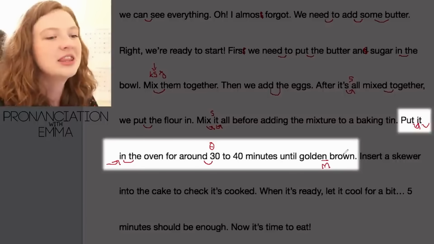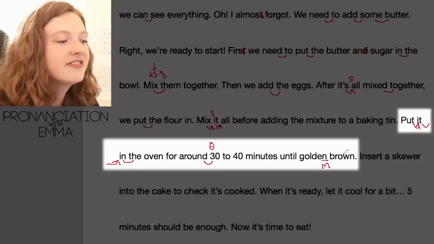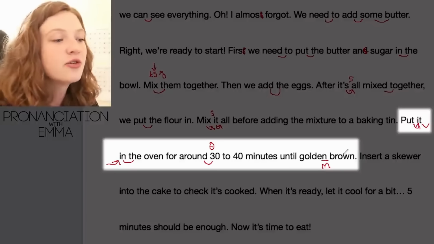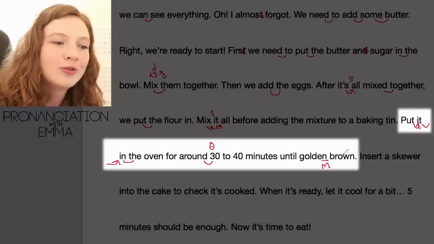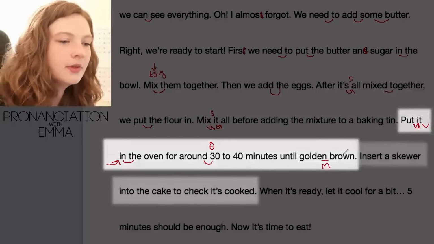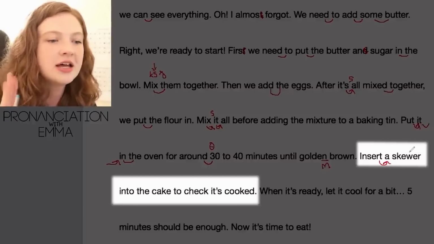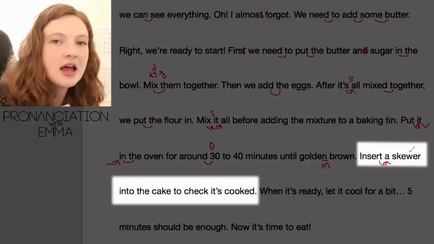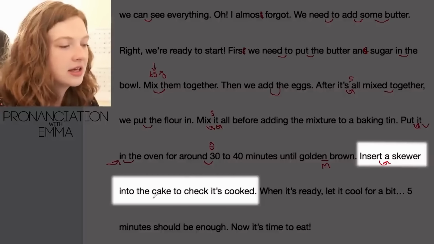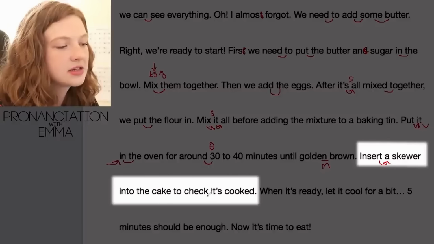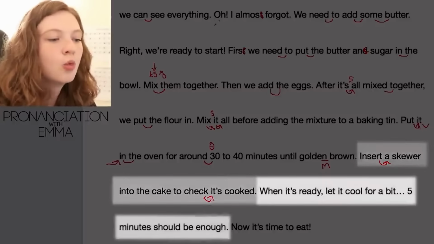So here, put it in the oven for around 30 to 40 minutes until golden brown. Insert a, insert a. We're going to move that t to the beginning of the next word. Insert a skewer into the cake. Into the cake to check it's cooked.